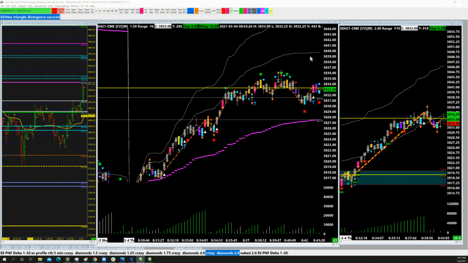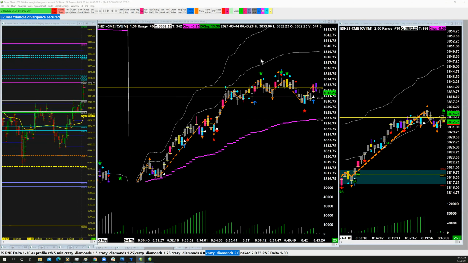Again, above VWAP, it may trend, right? I'll wait for a pullback. If they trend it, they trend it. Nothing I can do about that.